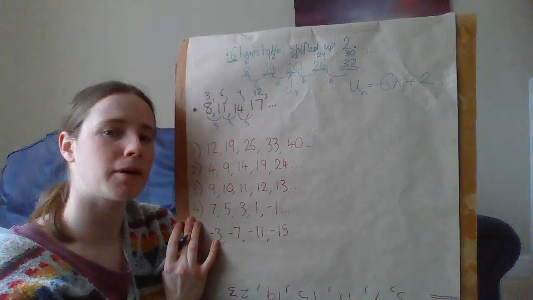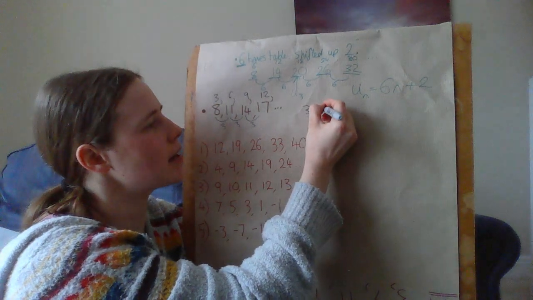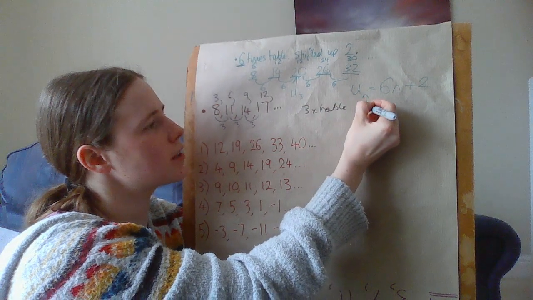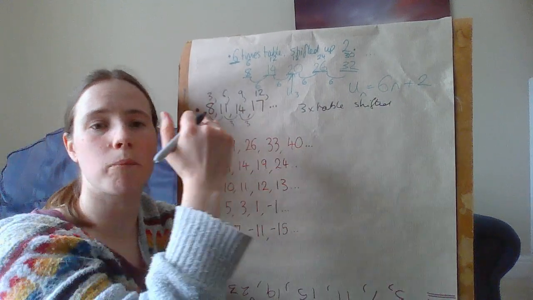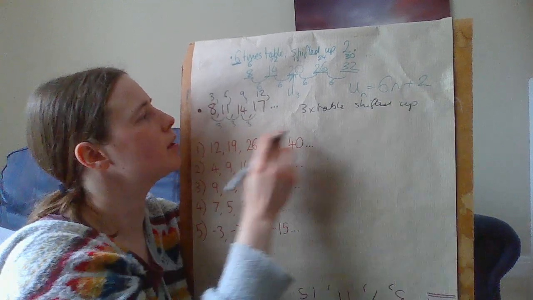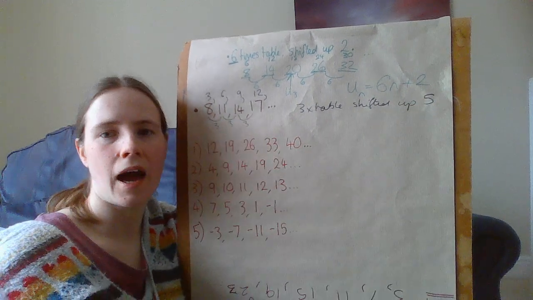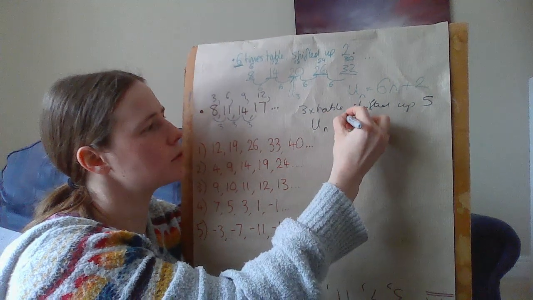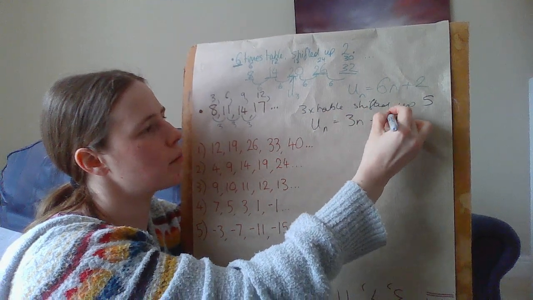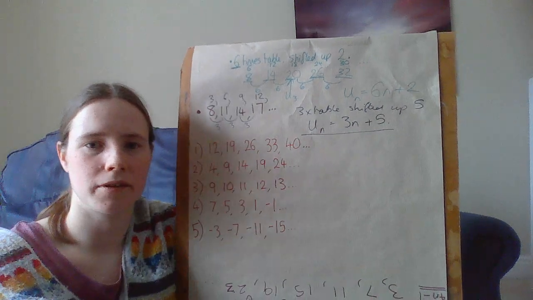So if I were thinking about describing the sequence in words, I could say it's the 3 times table shifted. Now, to go from the times table to the sequence, I'm going to go upwards. So it shifted up, and I've had to add 5 on. So it shifted up 5. And the way I would say that in algebra is u_n equals 3n plus 5. That is the formula for the nth term of this sequence.